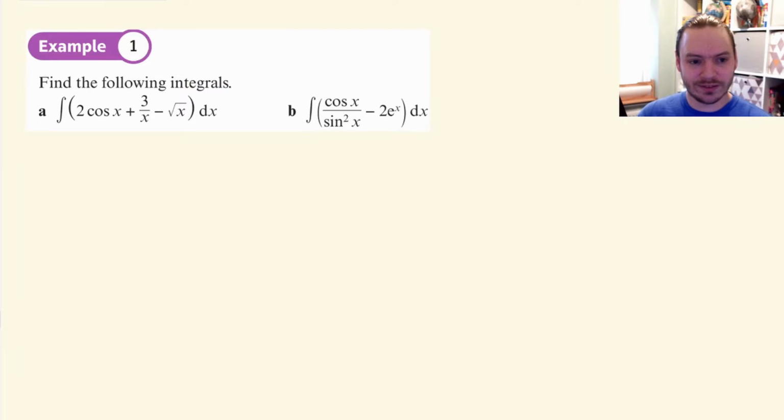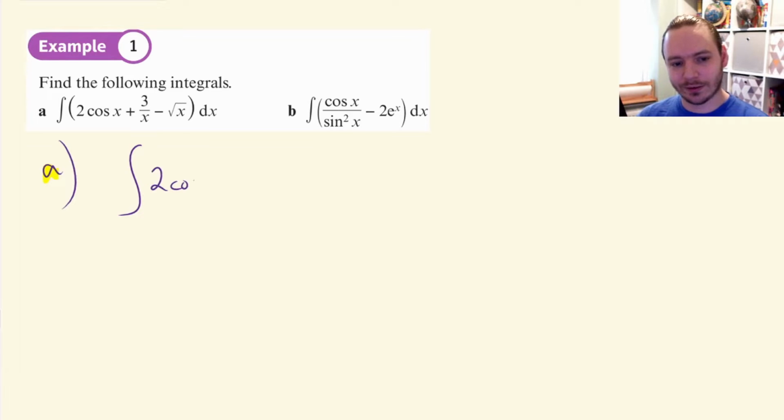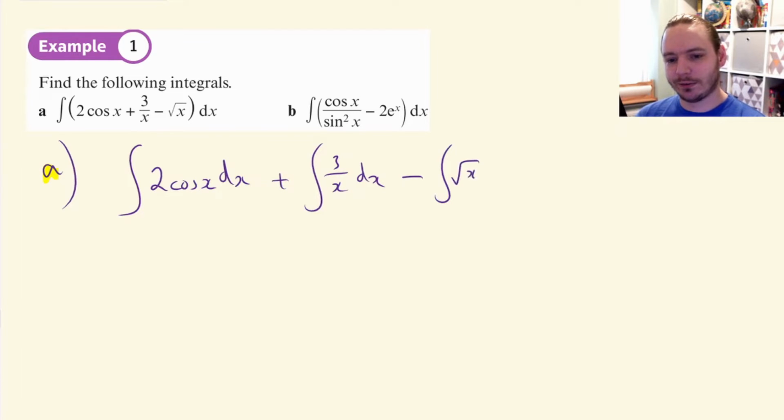Couple of quick examples on that. If I want to integrate this thing, remember that integrating, we're allowed to just pull this thing apart into its individual pieces. So this integral is the same as integrating 2 cos x dx plus integrating 3 over x dx minus integrating root x dx. And we've just looked at what each of these three things is.